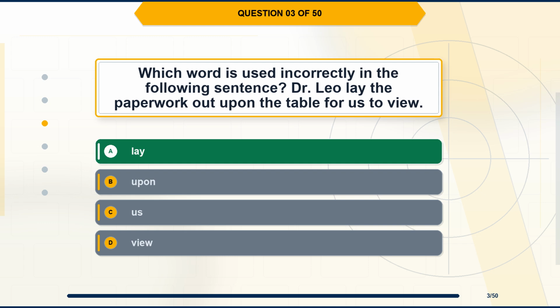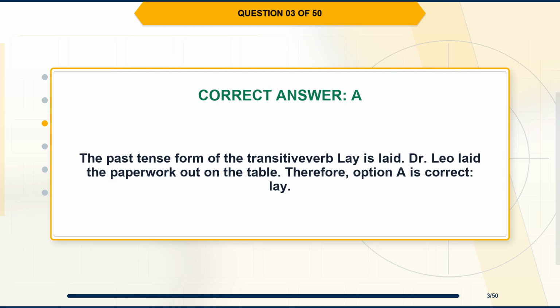The correct answer is option A. Lay. Explanation. The past tense form of the transitive verb lay is laid. Dr. Leo laid the paperwork out on the table. Therefore, option A is correct, lay.